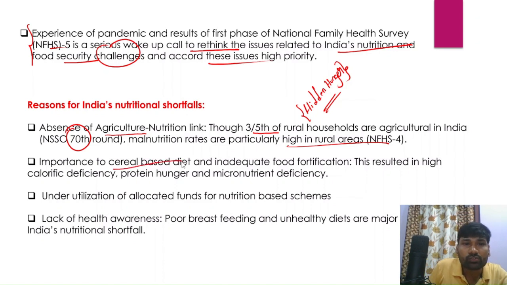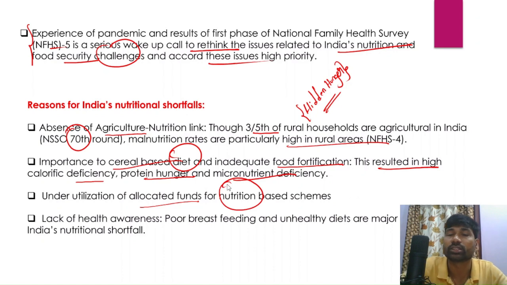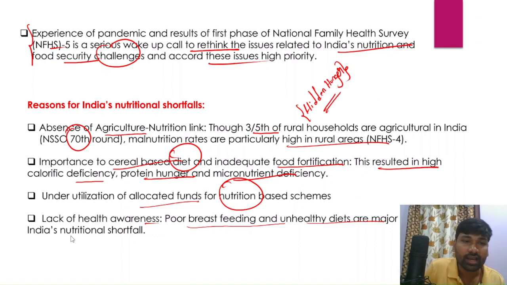And the cereal-based diet and inadequate food fortification is another major problem, and this has resulted in high calorific deficiency, protein hunger, and even micronutrient deficiency as well. And thirdly, underutilization of allocated funds for nutrition-based schemes. This will be the third reason, and lack of health awareness would be another reason. So poor breastfeeding and unhealthy diet are major challenges in India's nutritional shortfalls.